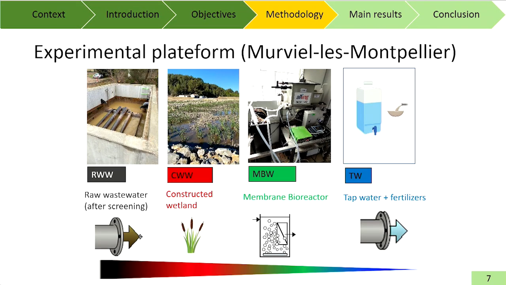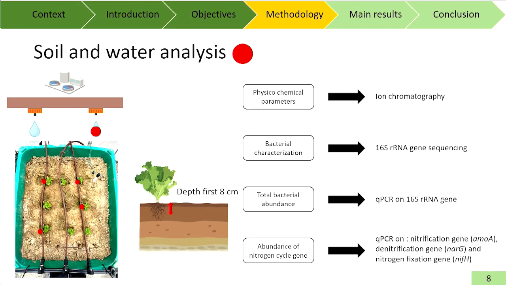We also used a membrane bioreactor treated wastewater, which allows us to have a physical barrier for microorganisms, and then a control with tap water with the addition of chemical fertilizers. We irrigated the soil with a drip irrigation system, and we followed different parameters in the water and composite soil.